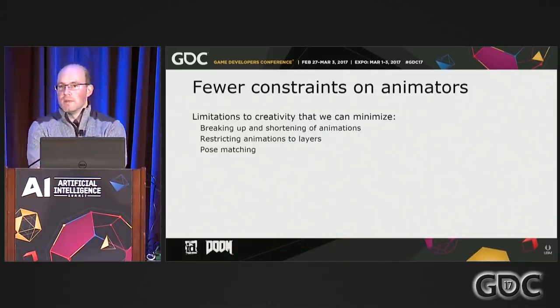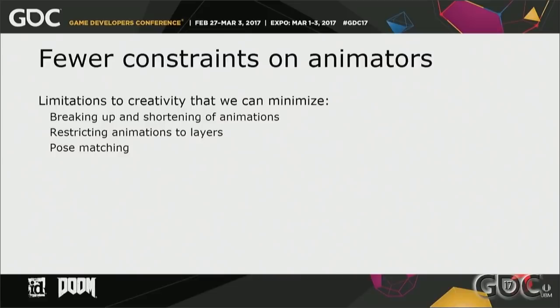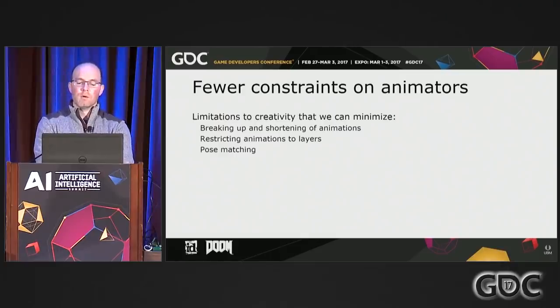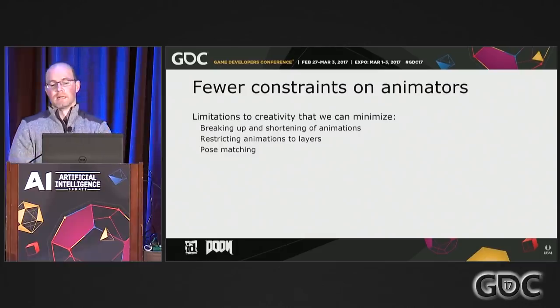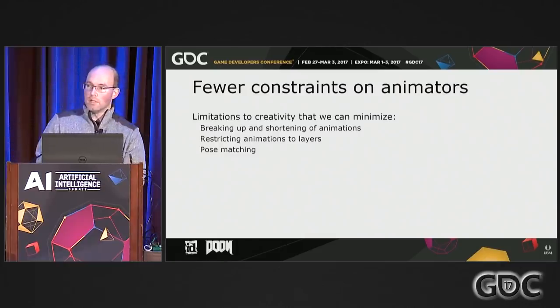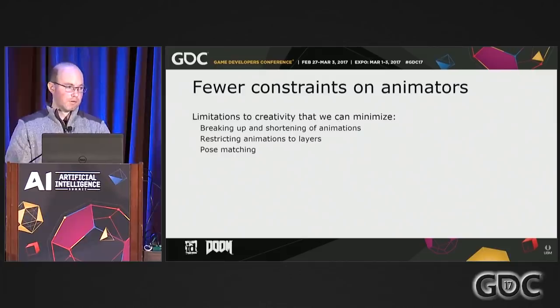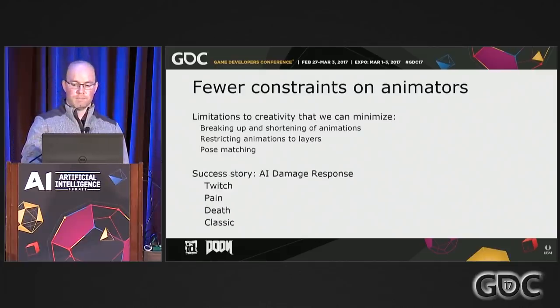So, the goal of minimizing constraints that inhibit animator creativity was one of the significant factors over the duration of the project. If the AI requires things like shorter animations, multiple layers, pose matching, etc., those can quickly add up to have a net impact on the final result. Animators can typically deliver the most stylish and impressive results when they can focus on the animation itself rather than technicalities. Now, nothing looks as good as a well-made full-body animation full of style and personality.